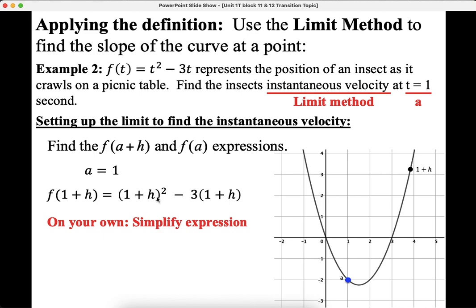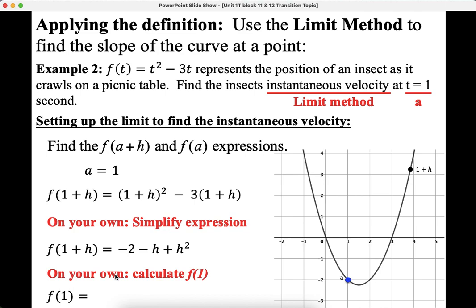Expand this out, right? FOIL and distribute and combine. Okay, if you're coming back, I'm assuming you've tried that. Now you can check your work. (1 plus h) squared is 1 plus 2h plus h squared. And then this is minus 3 minus 3h. So 1 minus 3 is minus 2. 2h minus 3h is minus h, and then we have the h squared. So that's the simplified f of 1 plus h value.